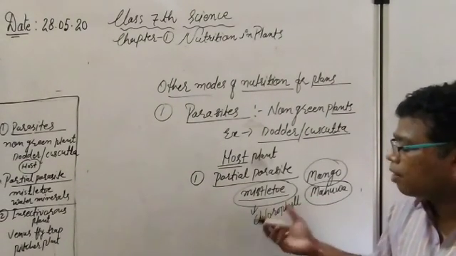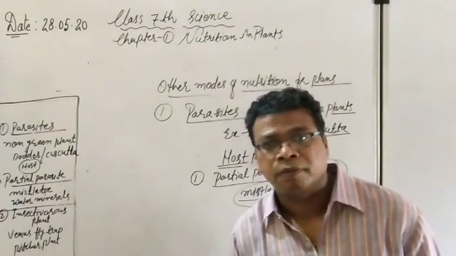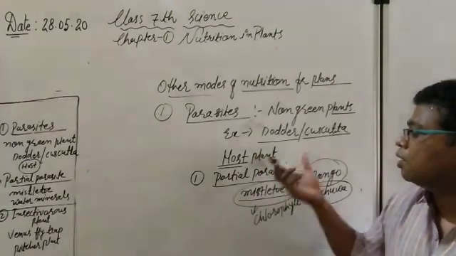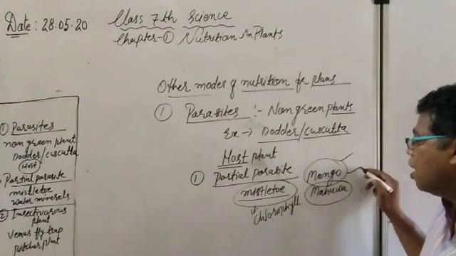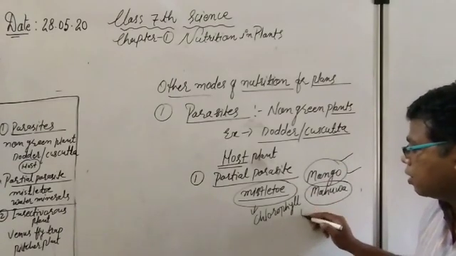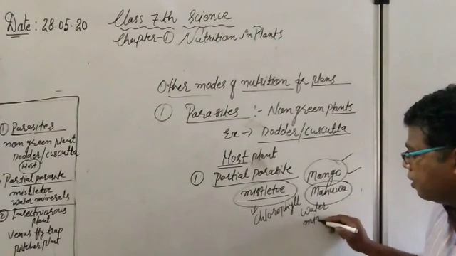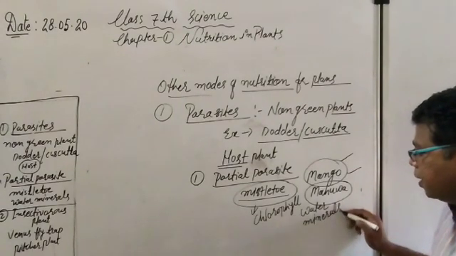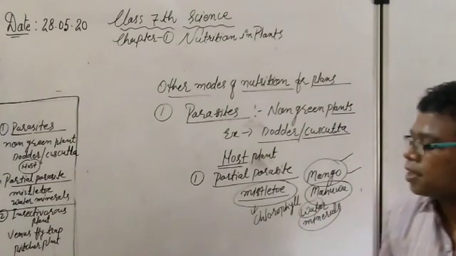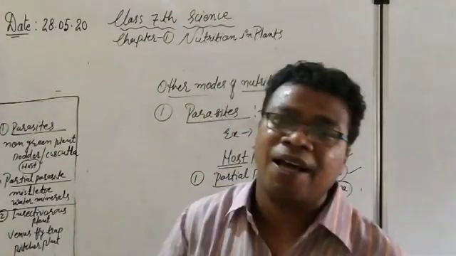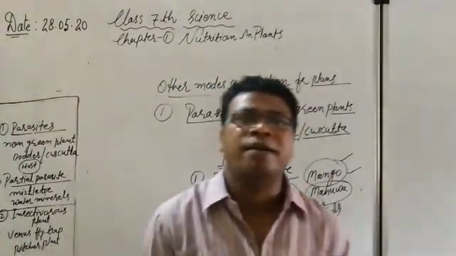Meaning is that they have the green pigment. So why are they living on another plant like mango and mahua? Because they get the water and mineral requirement, only for the water and mineral requirement. So what is the case of the mistletoe plant, and why is it known as a partial parasite?